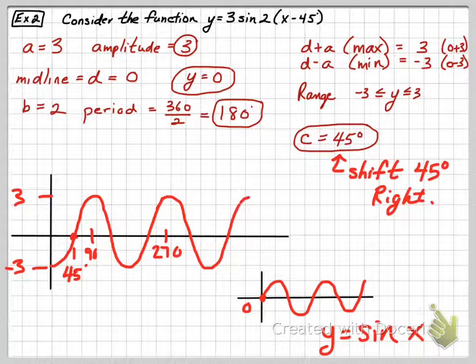And there's the graph of what it's going to look like. It's going to go from -3 to 3. Our midline is going to be at 0. And our period is 180 degrees, from peak to peak, from valley to valley, or from midline to midline.